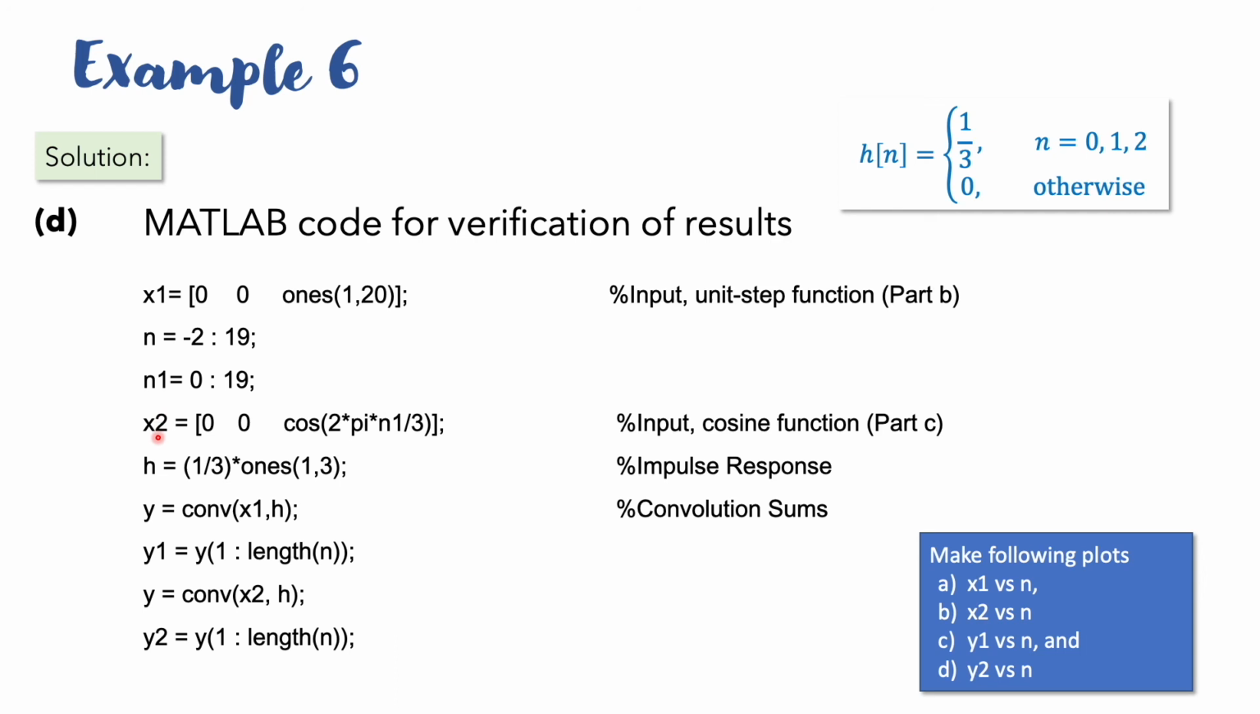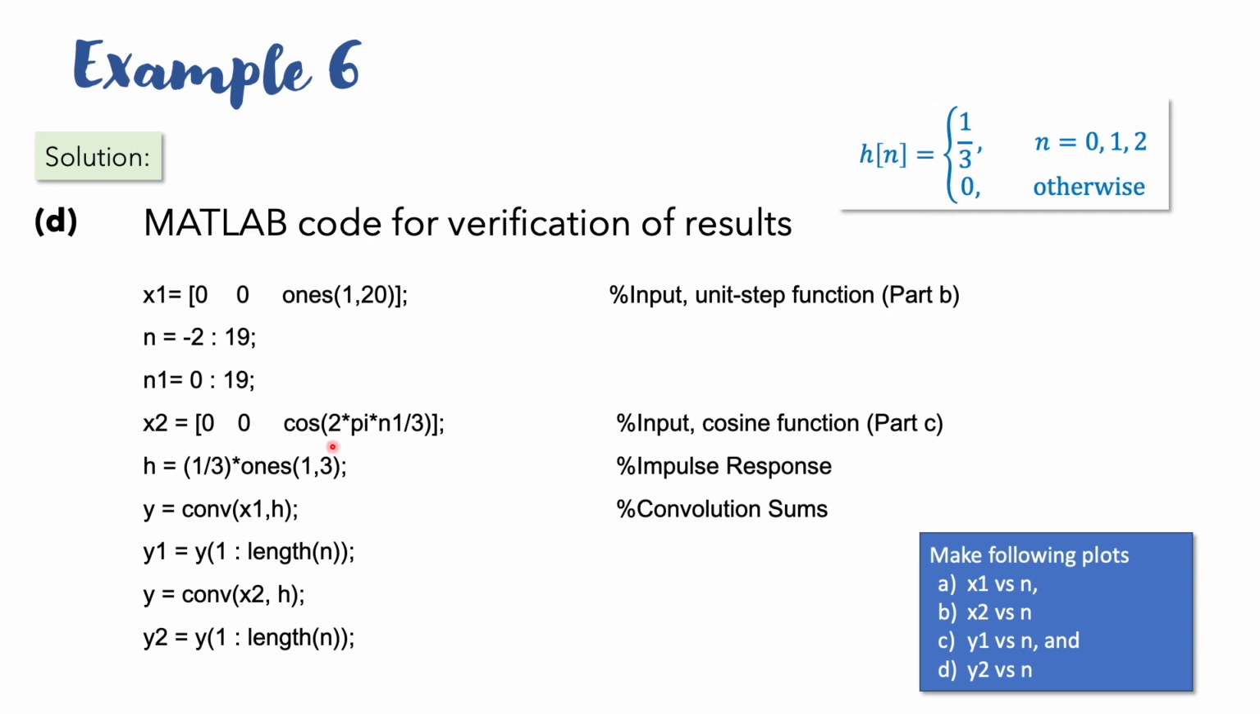So then this was input number 1, and this was input number 2 from part C. We just replace this one with this one, because that was the unit step function. We needed all ones after 0, right? So this is 0 0 and then all ones from 1 until 20. So 20 points of 1.